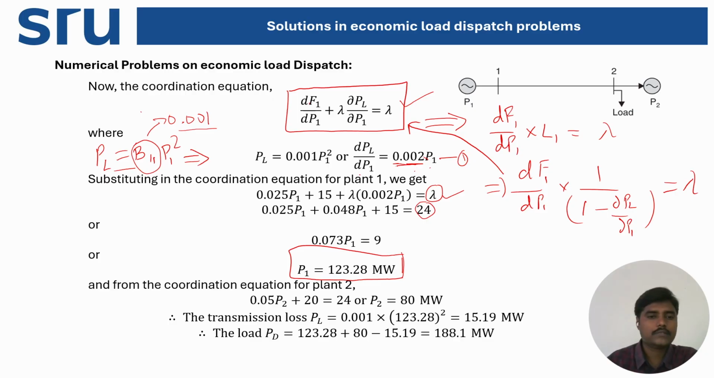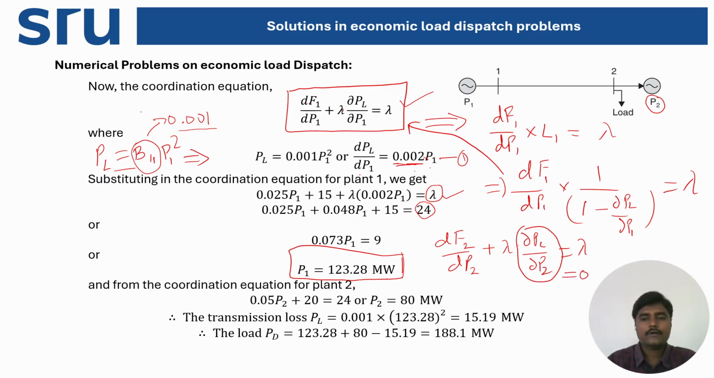123.28 megawatt. Now similarly for plant 2, we can write the equation as dF2 by dP2 plus lambda into dou PL by dou P2 is equal to lambda. But here there is no contribution in the loss with respect to plant 2. So by default this dou PL by dou P2 will become equal to 0.